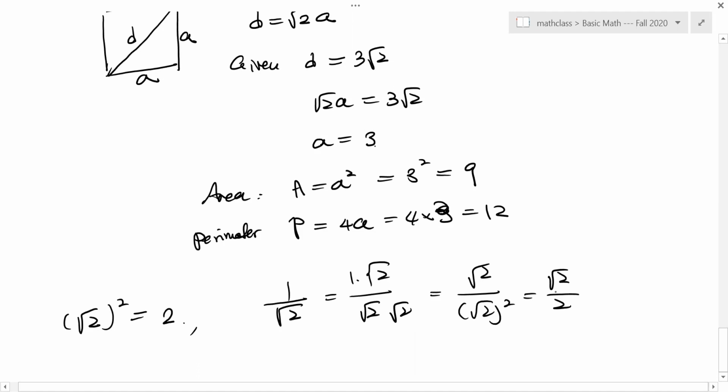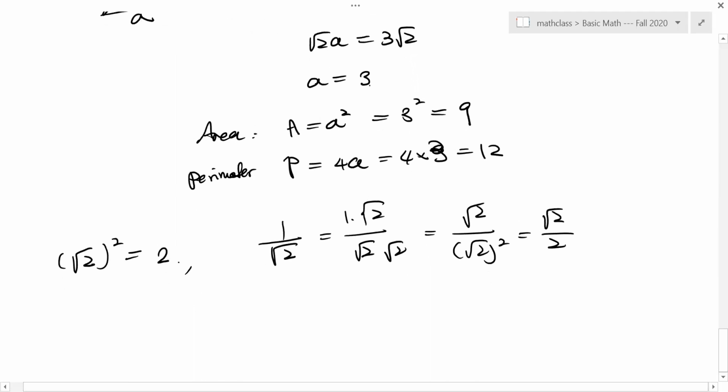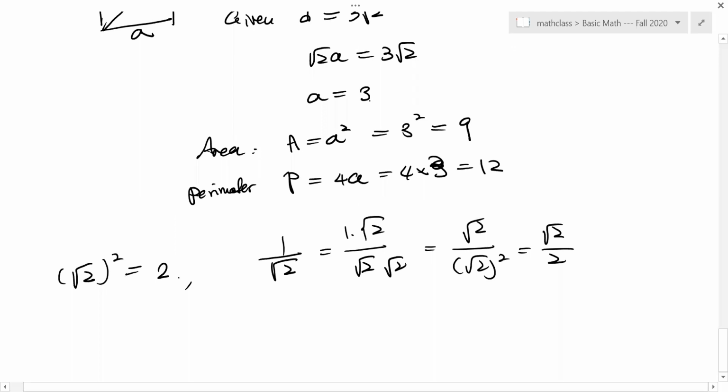Okay, this is just some number. Its square is going to be 2. You know, if I ask you what is square root of 2? Well, some positive number. Its square is going to be 2. And this is a very special number. It's an irrational number. It cannot be written as an integer over another integer.